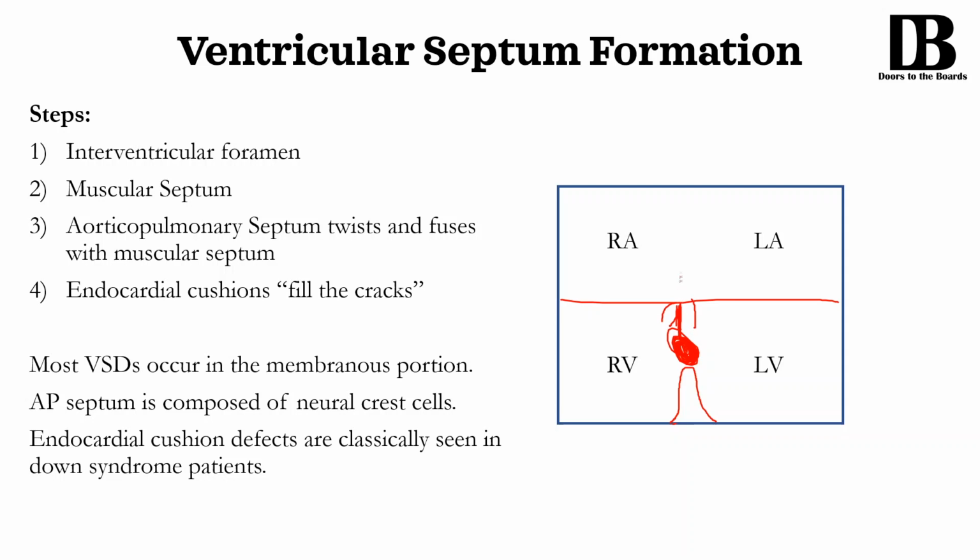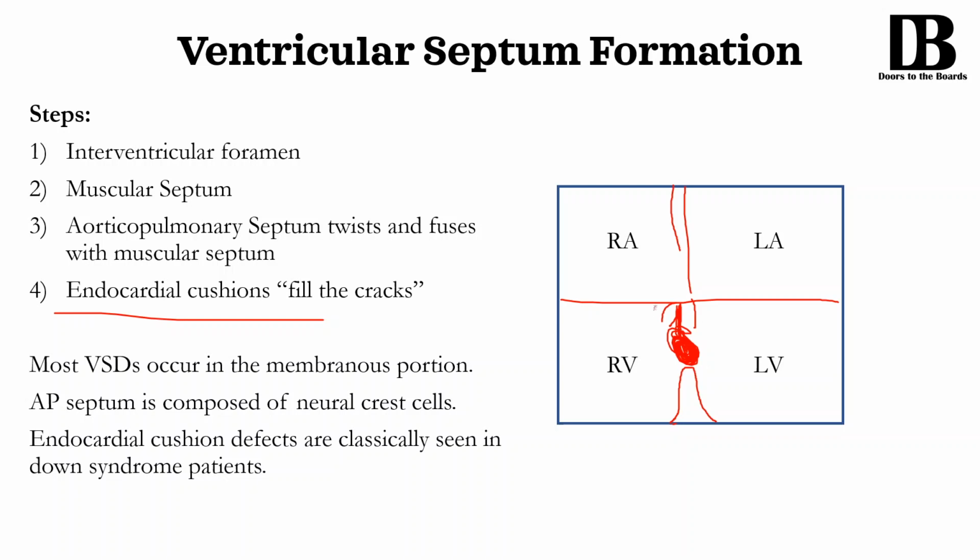Usually all these septums that we talked about don't actually reach all the way down. They don't actually reach all the way through. So what ends up happening is you have these endocardial cushions which actually fill the cracks. Anything left, the endocardial cushions come in and fill all these cracks.